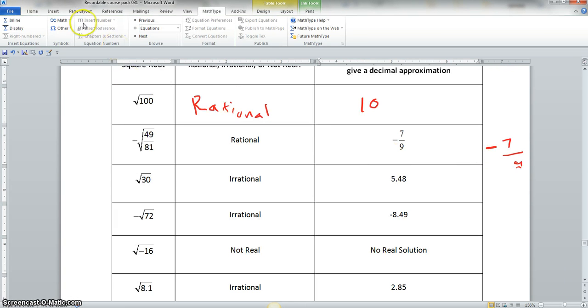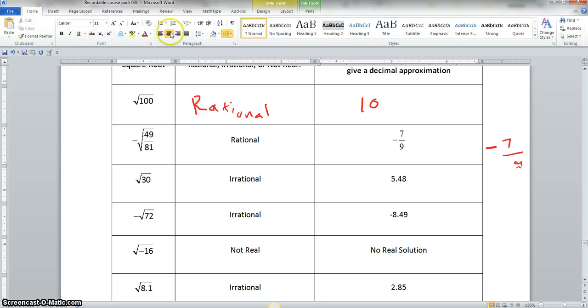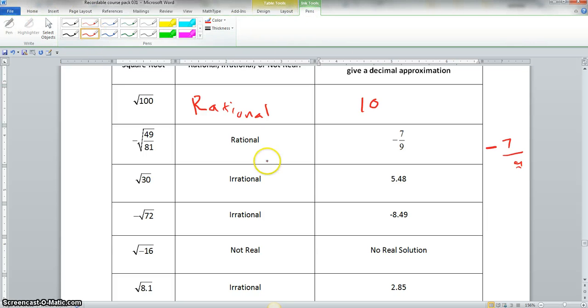Class, because everything kept jumping, I took the liberty of filling this out so we could go through this. Again, we had the square root of 100, which was rational, and we know the square root of 100 is 10. The negative square root of 49 over 81, that was also rational. But we know the square root of 49 and the square root of 81 will give us negative 7 over 9. Square root of 30, that's irrational because it's not a perfect square. And when you put it in your calculator, round to 2 decimal places, that will give you 5.48.